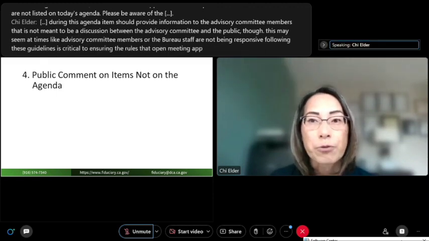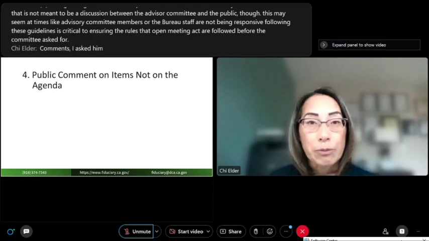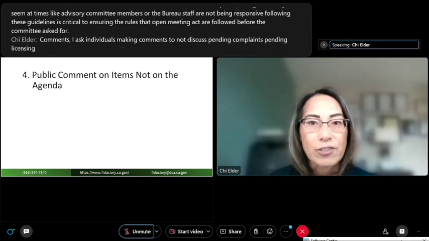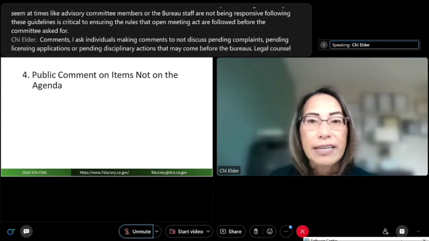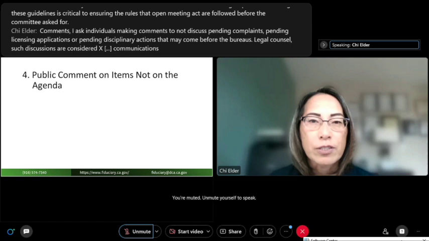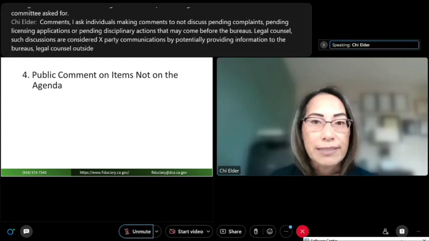Before the committee asks for public comments, I ask individuals making comments to not discuss pending complaints, pending licensing applications, or pending disciplinary actions that may come before the Bureau's legal counsel. Such discussions are considered ex parte communications by potentially providing information to the Bureau's legal counsel outside of the administrative record in a case.